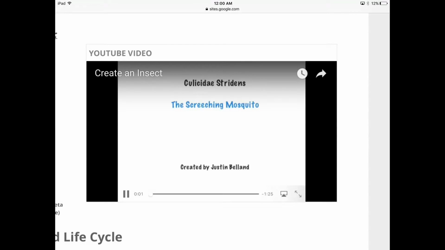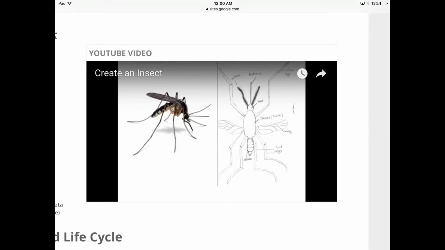Pulcidae stridens, the screeching mosquito created by Justin Belland. The screeching mosquito is based off the regular mosquito. The screeching mosquito's anatomy is that it has an abdomen at the back, a thorax, which is much thicker than the normal mosquito, so it can support its huge 5-centimeter wings, which allows it to beat their wings faster, which allows them to make the screeching sound, which I will explain in the next slide. Other parts of the anatomy is that it has its head, its proboscis at the front, both antennas, the front legs, and the hind legs.